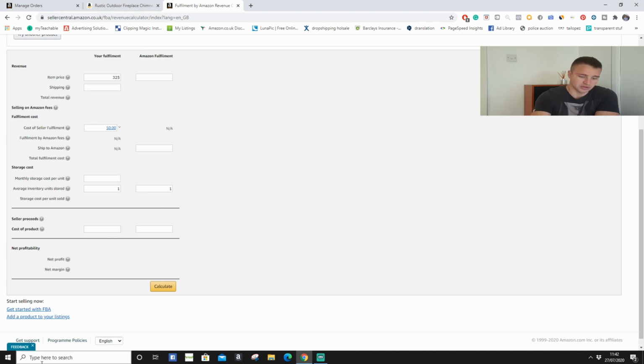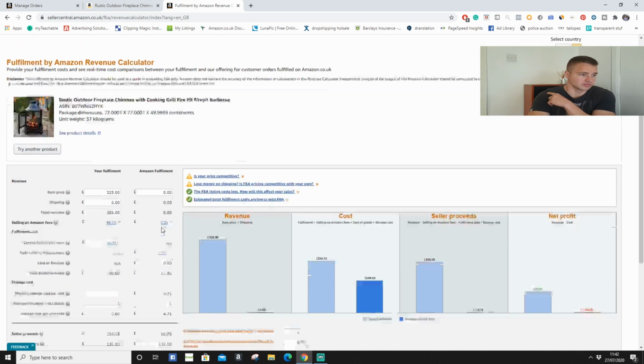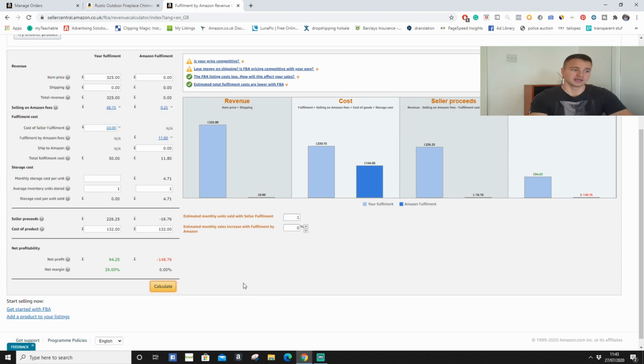Cost of product, so we buy it for £132. Well, on this side will be Amazon fulfillment, so I don't put anything because I ship it by myself. This is too big to ship to the Amazon warehouses and make it FBA. It's not very convenient to do that. So as you can see here, it's a 29% profit margin.